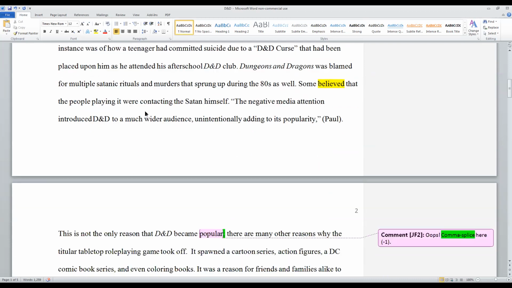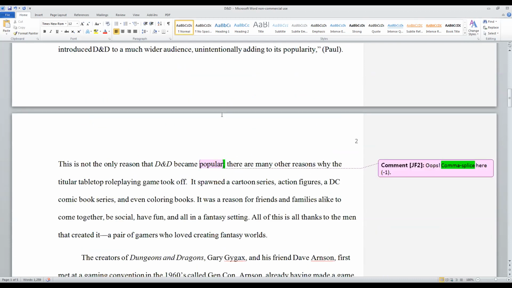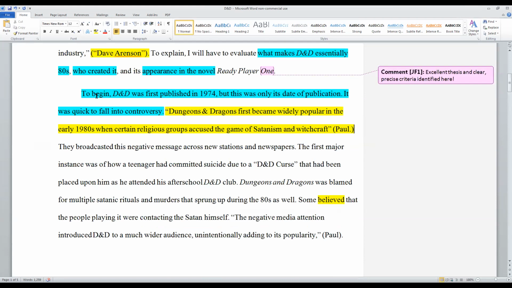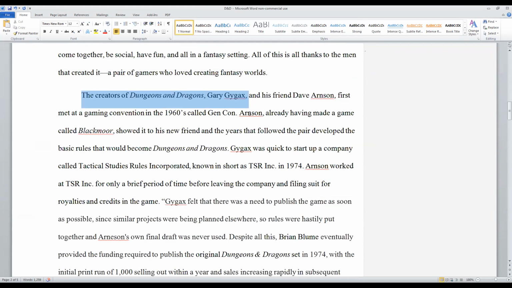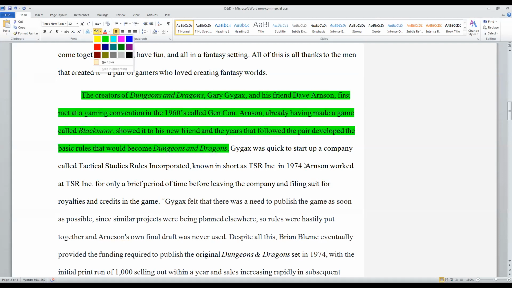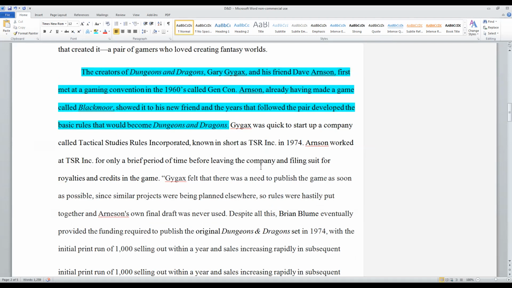Okay, so we move ahead here. Oops, there was a little comma splice that she had to correct. But now if we go back to this, who was the creator? Paragraph 2. The creator of Dungeons and Dragons, Gary Gygax, and his friend Dave Aronson, first met at a gaming convention in the 60s called Gen Con. Aronson, already having made a game called Blackmoor, showed his new friend, and in the years that followed, the pair developed the basic rules to what would become Dungeons and Dragons. So again, the focus of this paragraph is controlled very well with an opening sentence that transitions into the focus of the creators of the game.